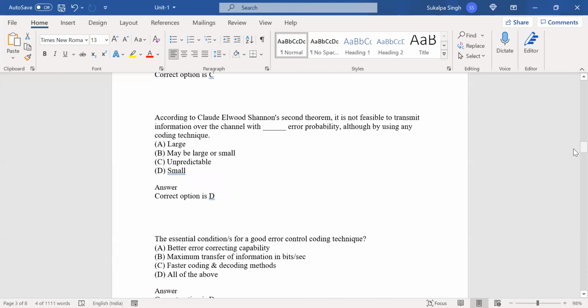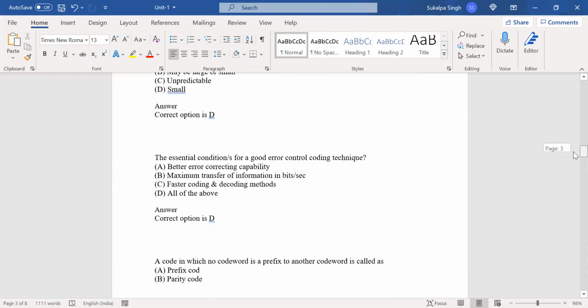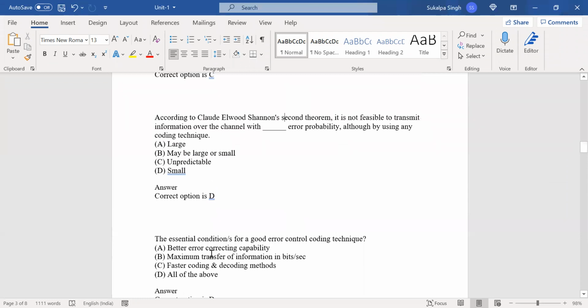According to C. Shannon's second theorem, it is not feasible to transmit information over the channel with dashed error probability, although by using any coding technique. So when you study the second theorem, it is itself mentioned that it is for the small error probability. Okay, so this is a direct question with no manipulation, no moving here and there.